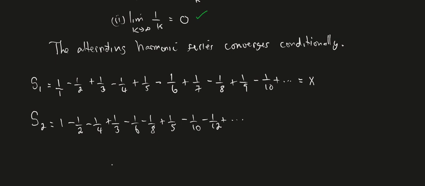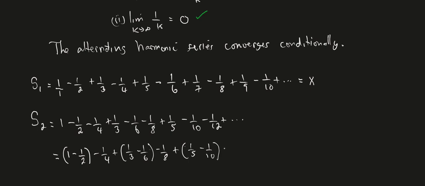Now here's my grouping. Let me go ahead and write it again. So what I'm going to do is group the first pair, 1 minus 1/2, and then I'm just going to bring down the negative 1/4. And then I'm going to group the next pair, the plus 1/3 minus 1/6, and then bring down the next term, the negative 1/8. Then I am going to group the 1/5 and the negative 1/10, and then bring down the negative 1/12, and that's my pattern.